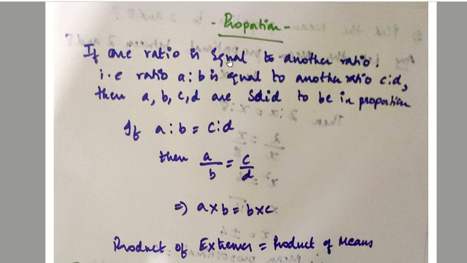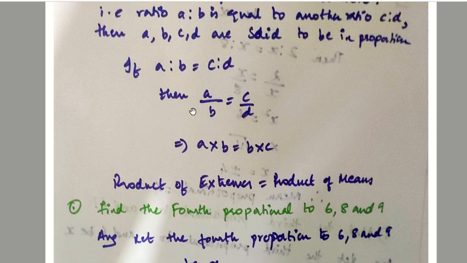Now let us move on to the next part, which is proportion. So if one ratio is equal to another ratio, that is the ratio A is to B is equal to another ratio C is to D, then A, B, C, D are said to be in proportion. Therefore A is to B is equal to C is to D. So one ratio is equal to the other ratio.